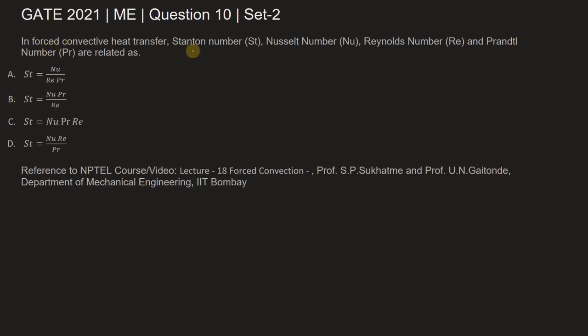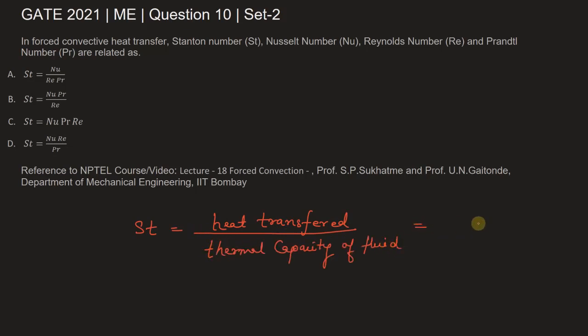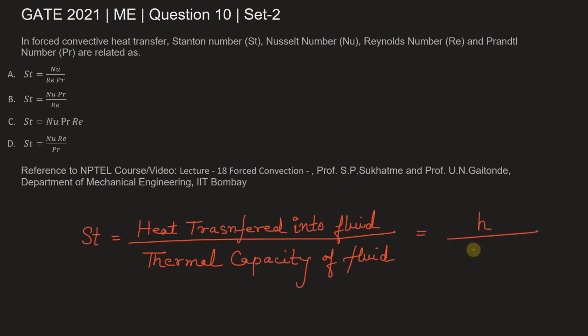In fluid dynamics, Stanton number is a dimensionless number that measures the ratio of heat transferred into a fluid to the thermal capacity of the fluid. Stanton number St is equal to the ratio of heat transferred by thermal capacity of fluid. So this can be written as h divided by rho Cp into V, where V is the velocity.